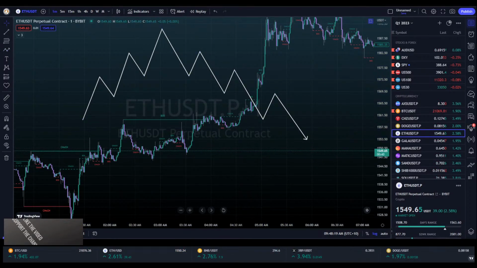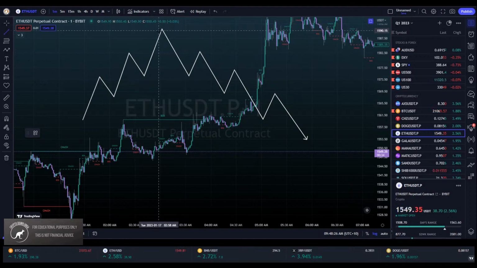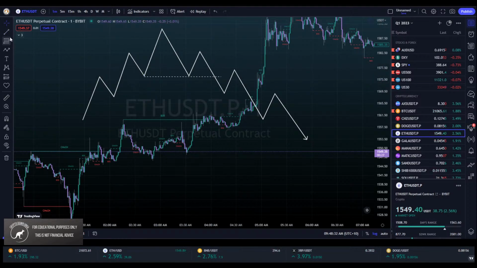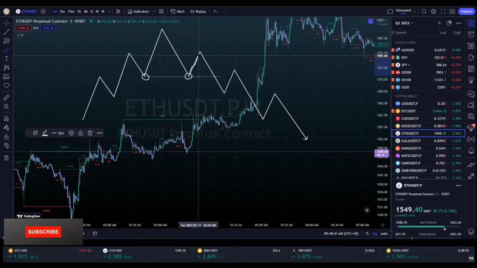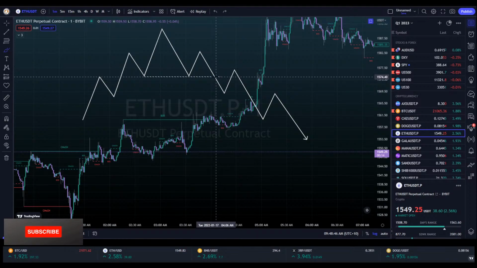In a simplified version, here's just a simple diagram to explain it. The change of character happened when we broke this line here. So if you can see, we had a low, we double bottomed. We're like, oh, okay, hang on a minute. We've double bottomed. This could be a sign that we're going to continue up. But as soon as price got lower than that dashed line there, we changed character.